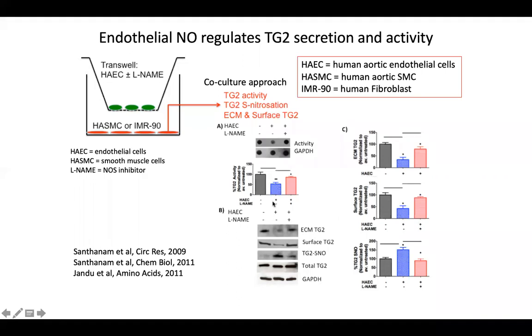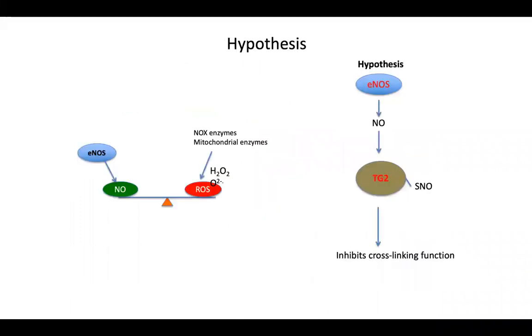And we show that addition of endothelial cells suppresses activity, and inhibition of nitric oxide production by the endothelial cell reversed this. We showed that the abundance or the amount of TG2 in the cell-derived matrix was sensitive to nitric oxide, and also that this likely happened through a post-translational modification called S-nitrosylation, which happens on cysteines. So not only the exogenous provision of nitric oxide, but endothelial cell-dependent nitric oxide also regulates tissue transglutaminase.